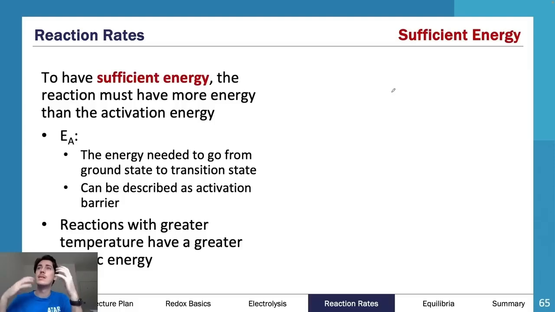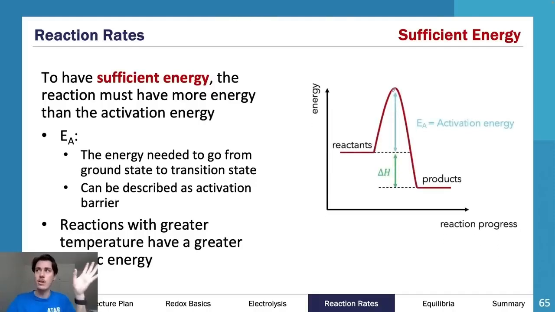To have sufficient energy, the reaction must have more energy than the activation energy. This diagram here, I made on PowerPoint, a very nice PowerPoint diagram. As you can see, you've got your reactants and your products. You've got your activation energy and you've got your delta H.